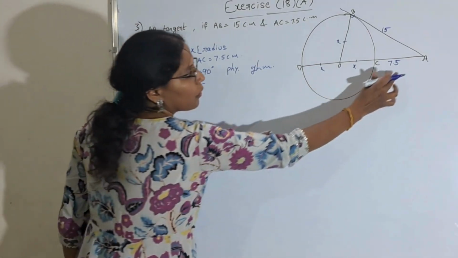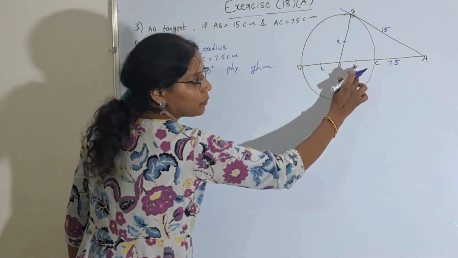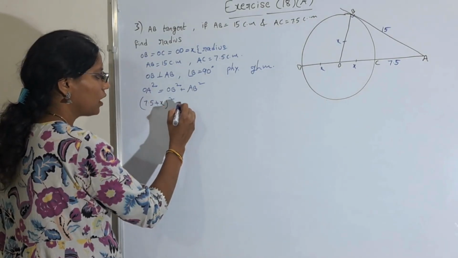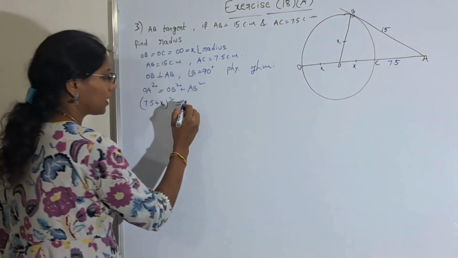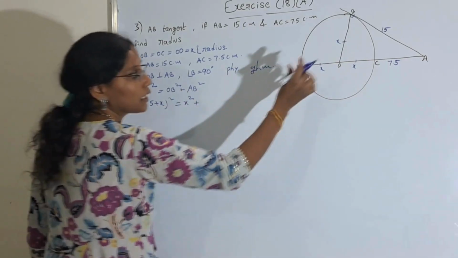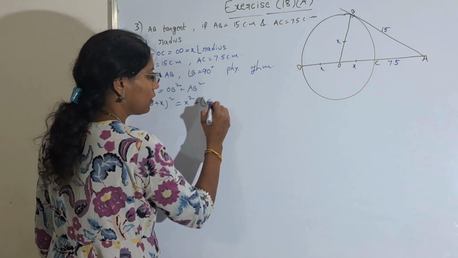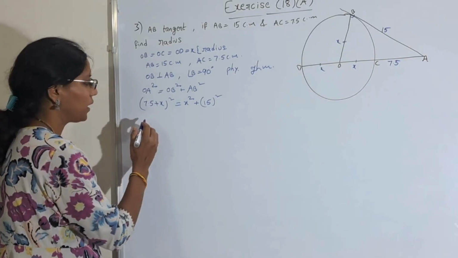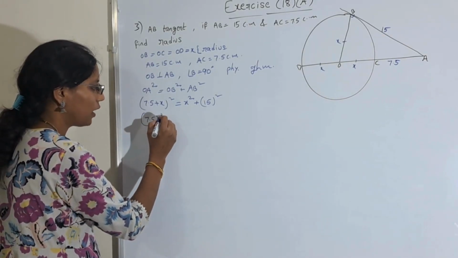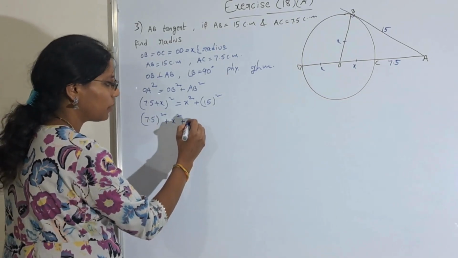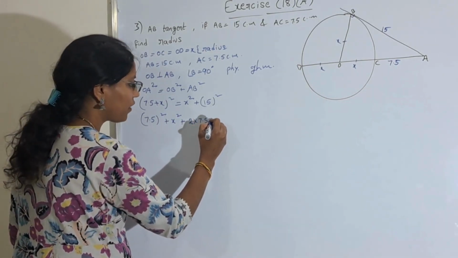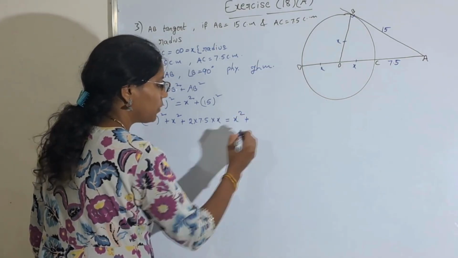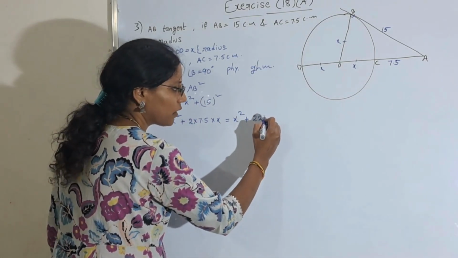OA is 7.5 plus x. So 7.5 plus x whole square is equal to OB, which is x square, plus AB, which is 15 whole square. Here we have to apply the (a plus b) whole square formula: 7.5 whole square plus x square plus 2 into 7.5 into x is equal to x square plus 225.